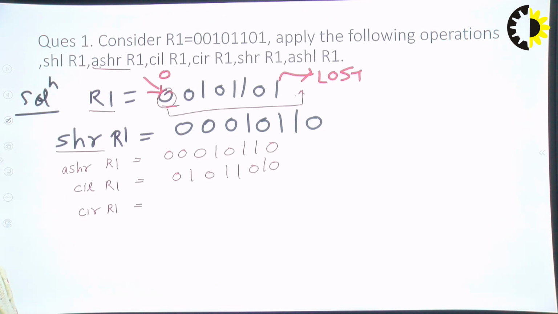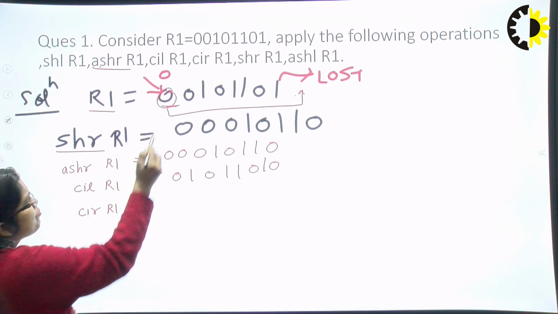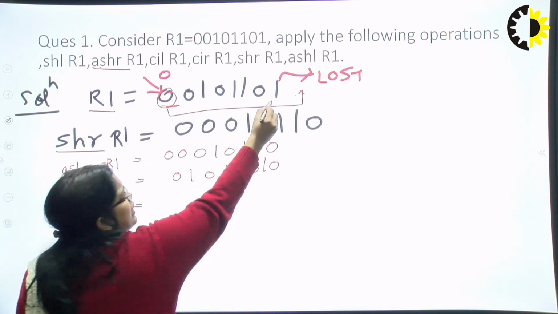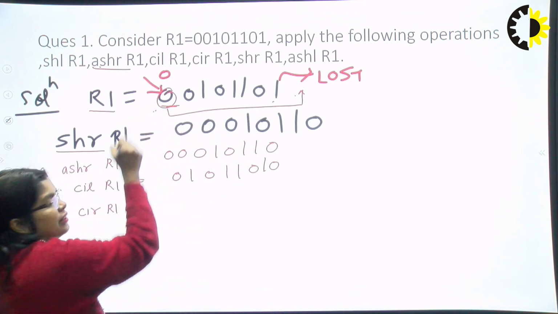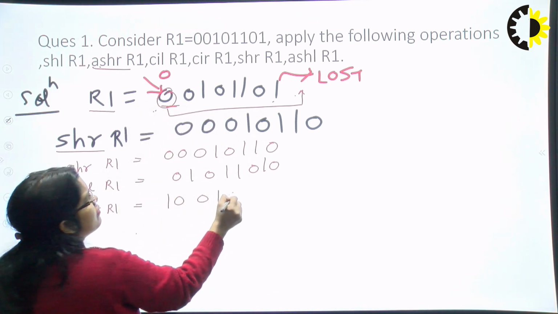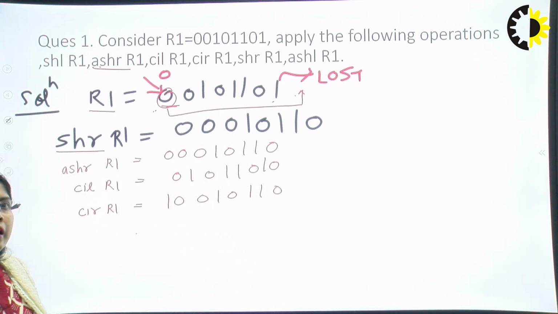What does CIR R1 mean? Your result will be the circular shift right. This particular MSB will come over here as the MSB. So the result will be 1, 0, 0, 1, 0, 1, 1, 0 and the 1 will be lost.